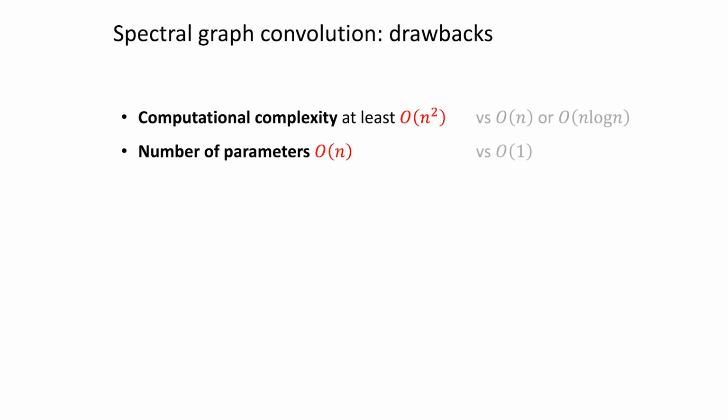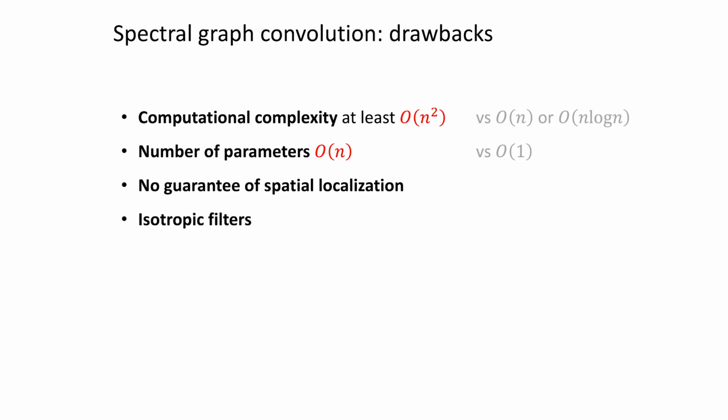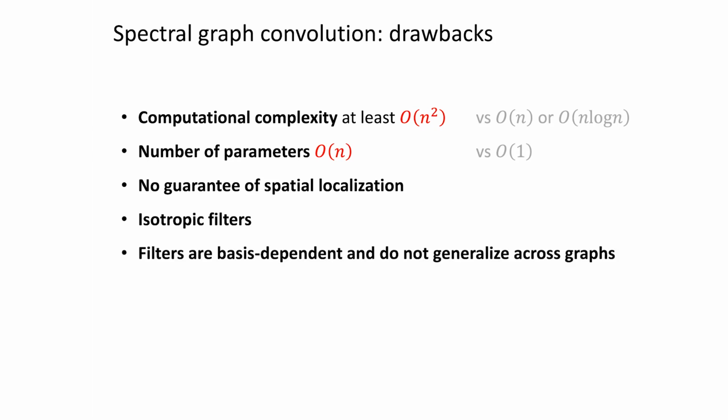Basically, these are all the spectral coefficients of the filter, as opposed to a constant number of parameters independent of the input size. There is no guarantee of spatial localization. We're learning our coefficients in the frequency domain. Nobody can guarantee us that they are localized in the node domain of the graph. The resulting filters are isotropic, meaning that there is no preferred direction. I will talk about it in a few seconds. And filters are basis dependent. As a result, they don't generalize across graphs.